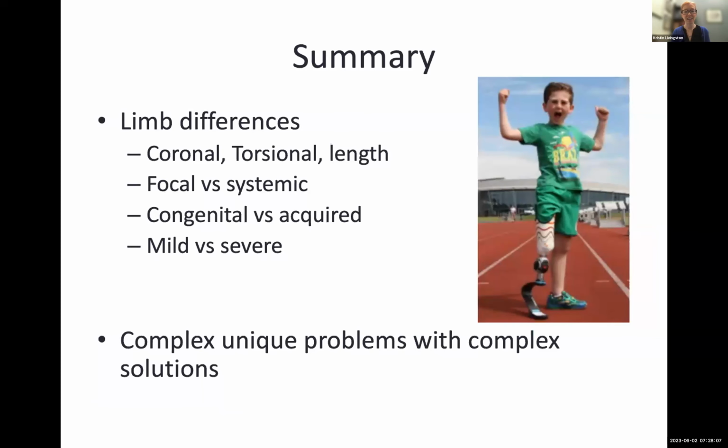So that is it. I think I got through everything. That was just a summary of some limb differences: coronal, torsional, and length difference. They can be focal versus systemic, congenital or acquired, and mild to extremely severe and complex, with complex solutions. So that is all I have for you.